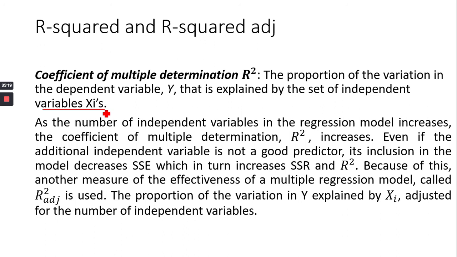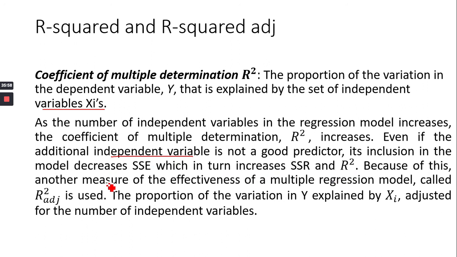Otherwise, if the R squared is low, it means the model has excluded key variables, or variables which are more important in the model. So we want all the important variables to be included in the model for it to be a good model. As the number of independent variables in the regression model increases, the coefficient of multiple determination R squared increases as well. Even if the additional independent variable is not a good predictor, its inclusion in the model increases SSR and in turn R squared.